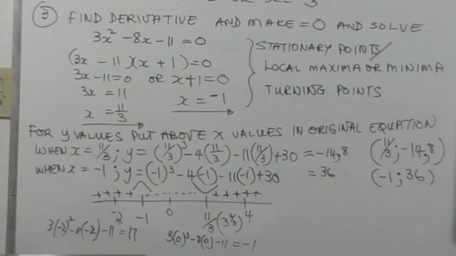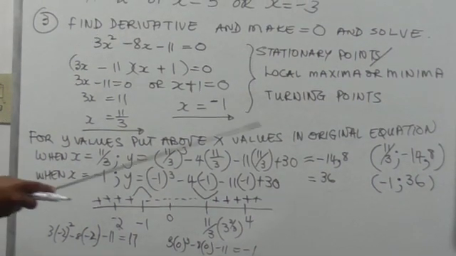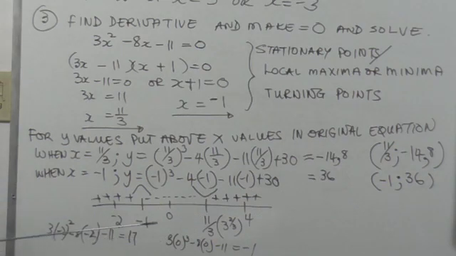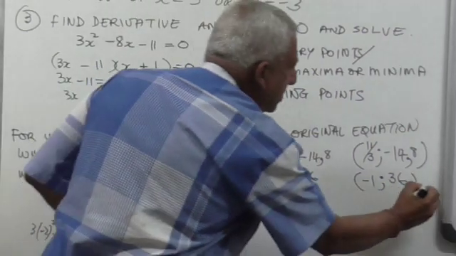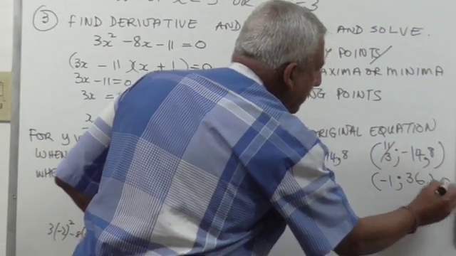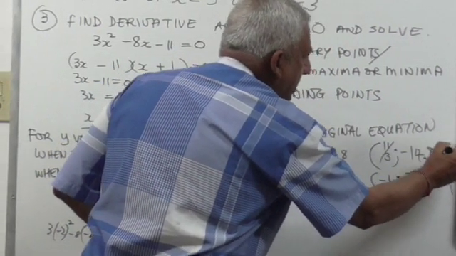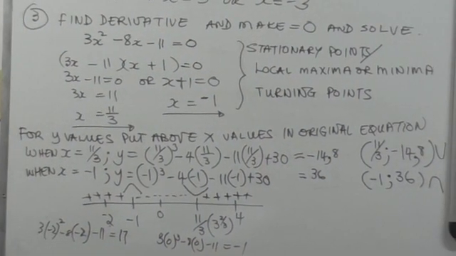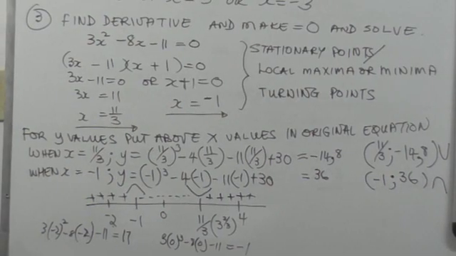Alright, now we've got all the details here for drawing the graph. We've got the y-intercept, we've got the x-intercepts, and we've got the 2 turning points. And we know that at -1, it goes this way, and at 11/3, it goes that way. We can now draw the graph. So I'm going to draw the graph on the screen on the next page over there.